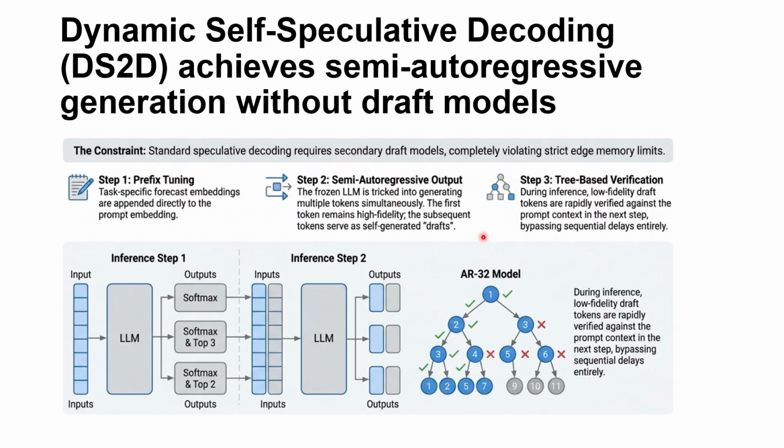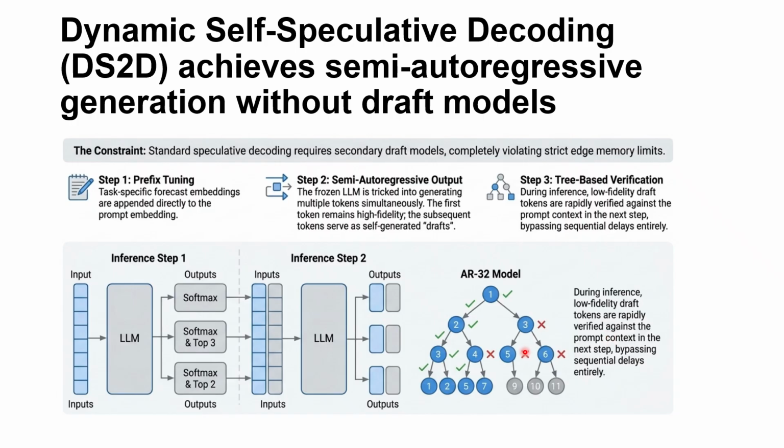And to make sure this optimization is a lossless approach, we also perform a tree-based verification strategy for the generated draft tokens. The number of draft tokens generated in each inference is 1 plus m, where m is a hyperparameter. Since the technique is called dynamic self-speculative decoding, the hyperparameter varies for each use case. Coming to the diagram here, inference step 1 will generate the draft tokens, and inference step 2 will verify the draft tokens generated by inference step 1 through the tree-based verification.